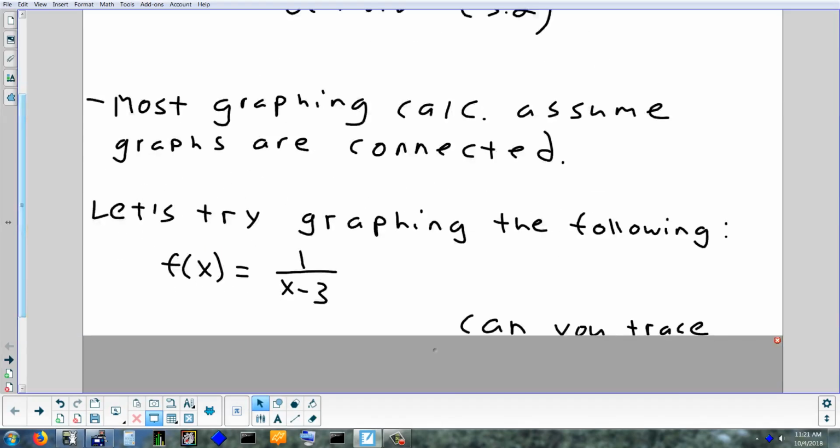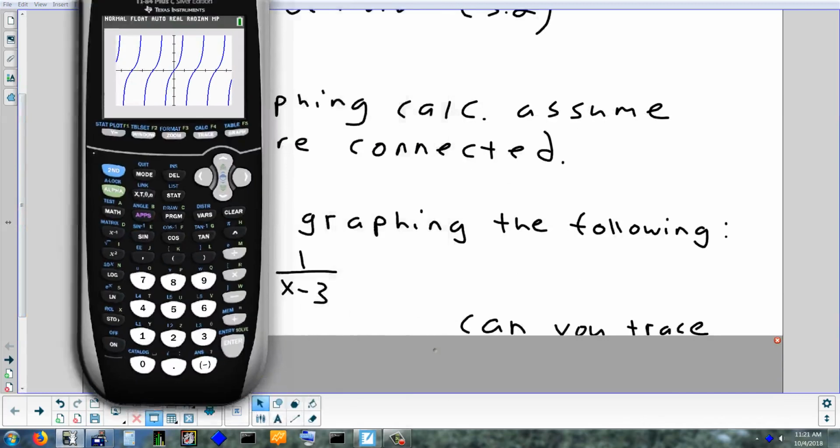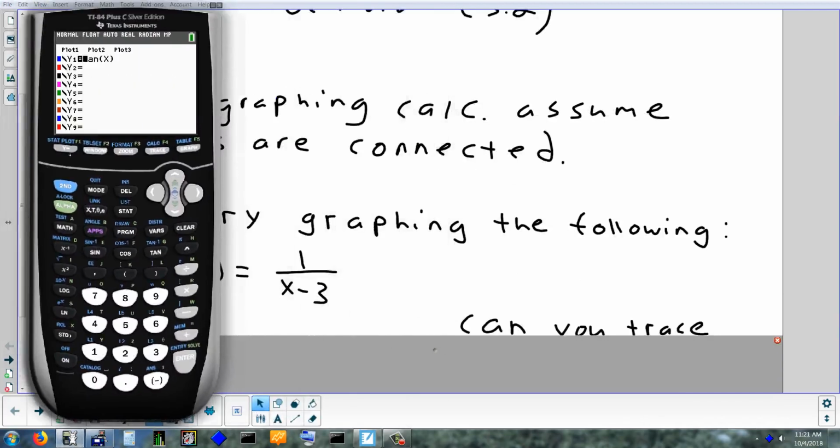Let's try to graph this one: 1 divided by x minus 3. What value are you not allowed to use for x in the denominator there? 3. So at 3, something weird is going to happen on this graph. Let's take a look. Watch as it approaches 3. It kind of drops off the screen, and it comes back in at the top.